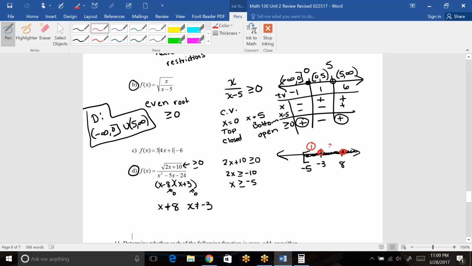What that means is you now have 3 correct intervals for shaded regions. This would be -5 to -3 parentheses, because that now is an open circle. -3 to 8, because that's in between those. And then 8 to infinity. So that would be my domain for part D.